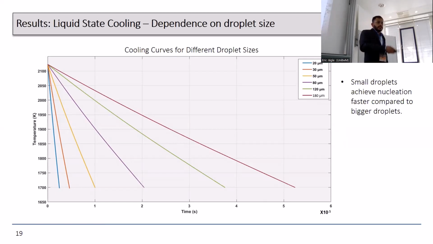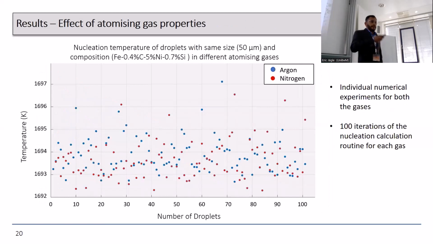So yeah, the cooling rate is really high for smaller droplets and lesser for big droplets. And here is the effect of atomizing gas on the properties. Here you can see individual numerical experiments for both gases, argon and nitrogen, for the composition given here. So yeah, you can see the spread of nucleation.